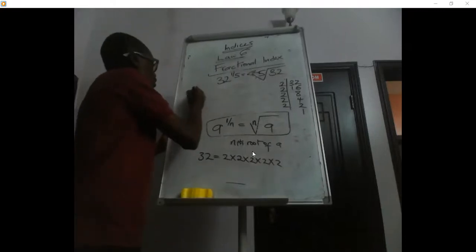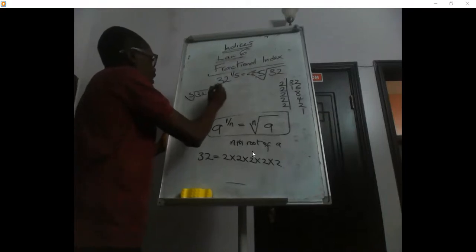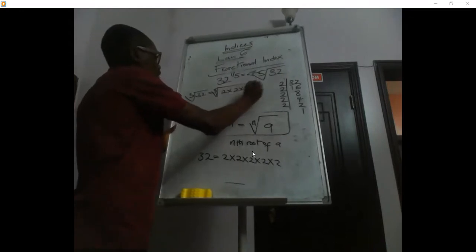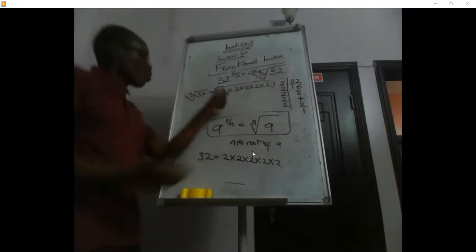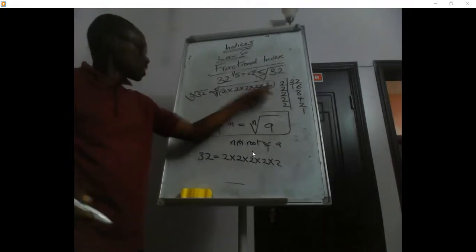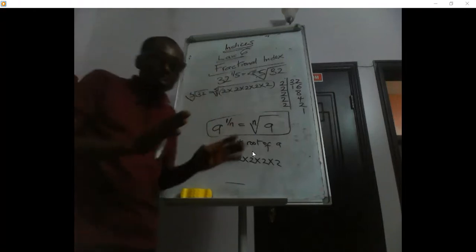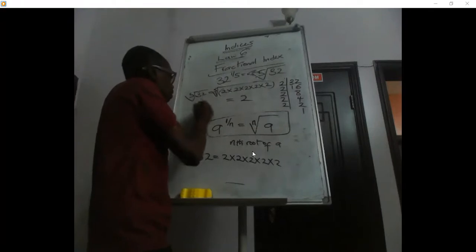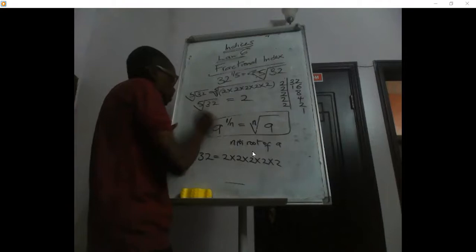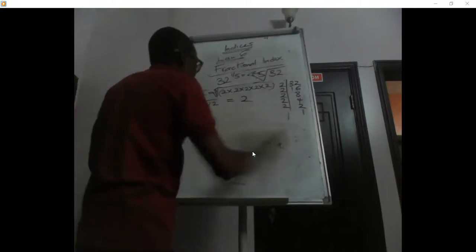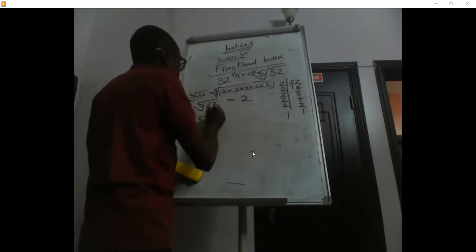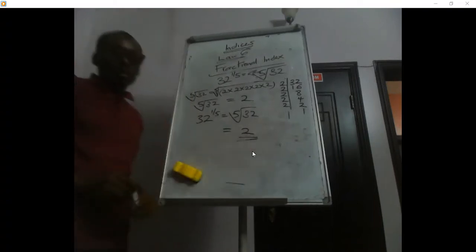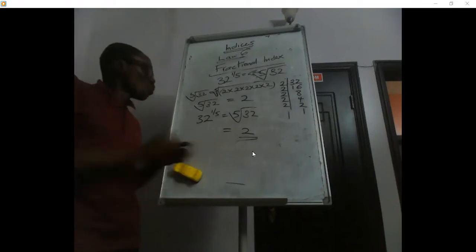So the fifth root of 32 can actually be written as 2 times 2 times 2 times 2 times 2. This is 1, 2, 3, 4, 5 places. Since it's a fifth root, you've now succeeded in expressing 32 in 5 places of 2s. You just pick one of the 2s. So the fifth root of 32 is equal to 2. So at the end of the day, 32 raised to the power 1 over 5 is the same thing as the fifth root of 32, and it is equal to 2. Okay, so this is for a fractional index in which the numerator is 1.